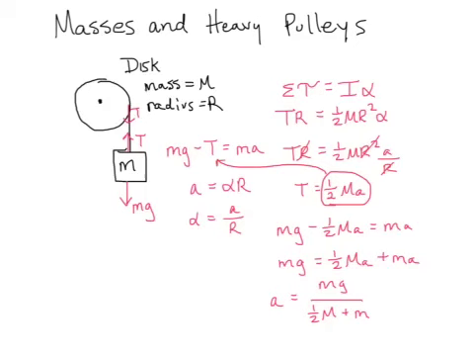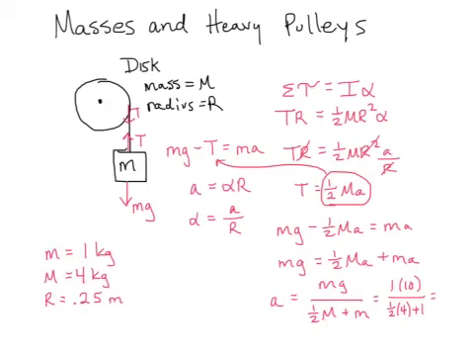So if we gave ourselves some numbers here, I've given myself numbers of a hanging mass of 1 kilogram, the mass of the disc is 4 kilograms, and the radius of the pulley is 0.25 meters. So if I plug those values in, I'll end up with 10 divided by 3, or 3 1/3 meters per second squared. Now once we've solved that, it'll be very easy to go back and solve for the tension if we need that, and also the angular acceleration if we need that. And we'll do that on the next page.